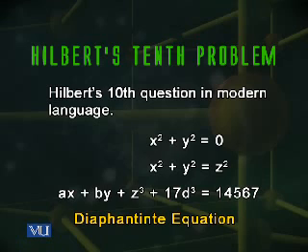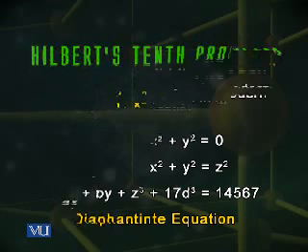What we want to do is ask if there is a solution for these equations in positive integers. So for example, here the first equation cannot have a solution in positive integers because the sum of two positive integers will always be positive. Let's look at some more examples.